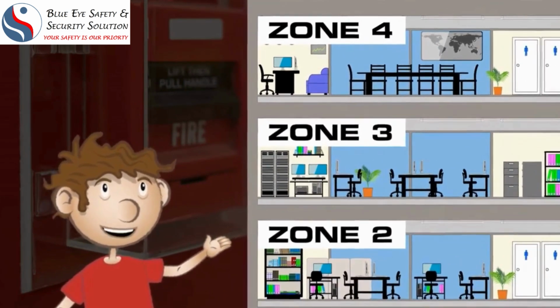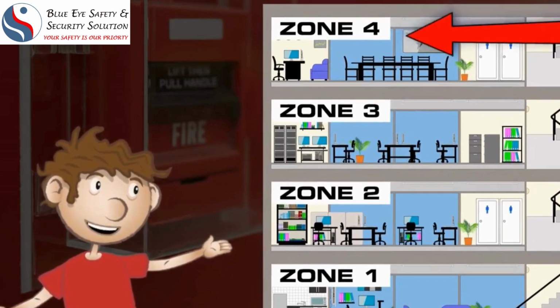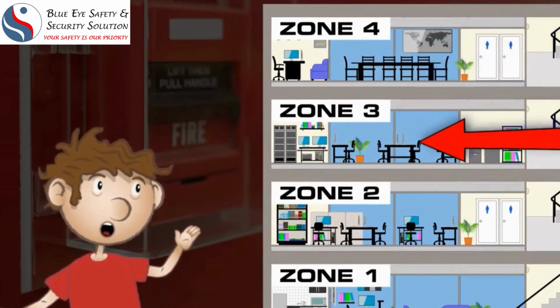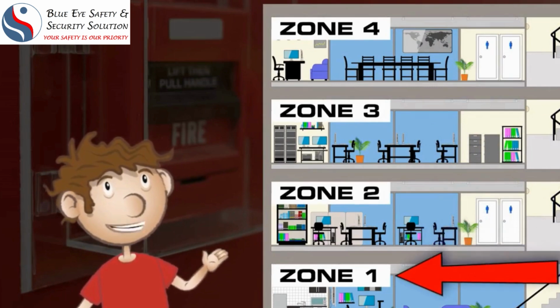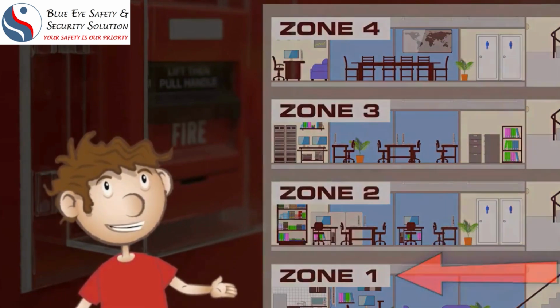For example, if your building has 4 floors and each floor is set up as a zone, the fire department can identify which floor the fire is located on based on the zone that is activated.